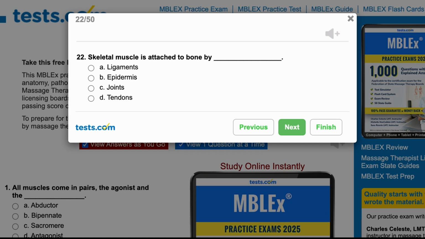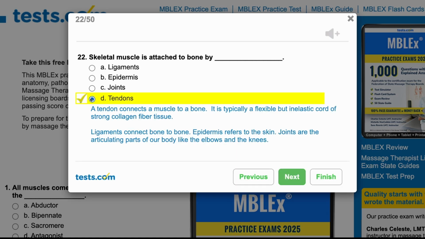Question 22. Skeletal muscle is attached to bone by A. Ligaments. B. Epidermis. C. Joints. Or D. Tendons. D. Tendons. A tendon connects a muscle to a bone. It is typically a flexible but inelastic cord of strong collagen fiber tissue. Ligaments connect bone to bone. Epidermis refers to the skin. Joints are the articulating parts of our body, like the elbows and the knees.